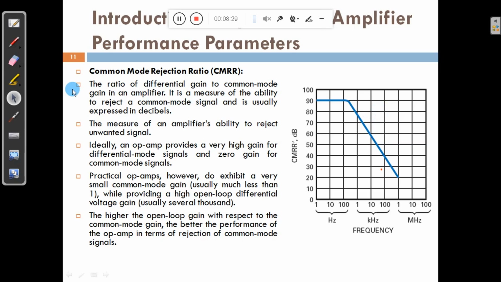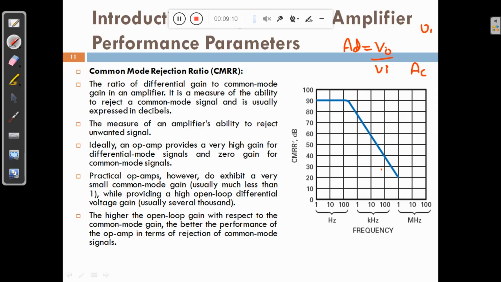So we know AD is the differential open loop gain, and AD is nothing but output divided by input. Similarly, we have one more parameter that is called the common mode gain. Common mode gain is represented by AC.